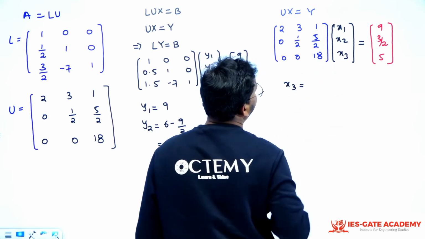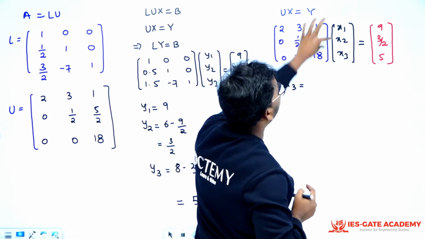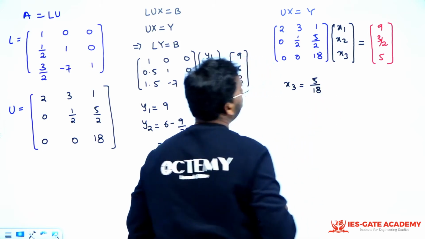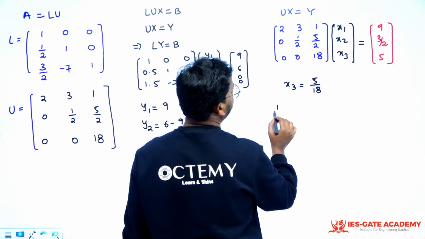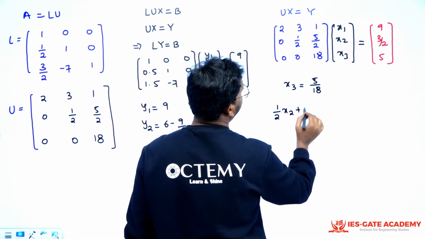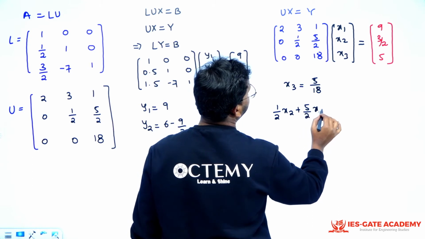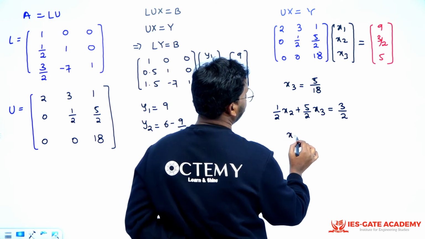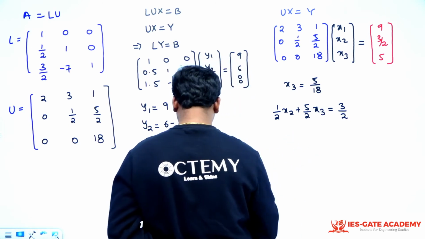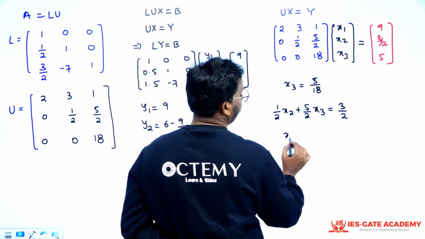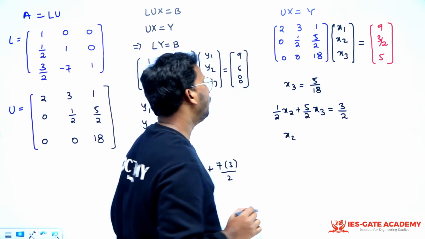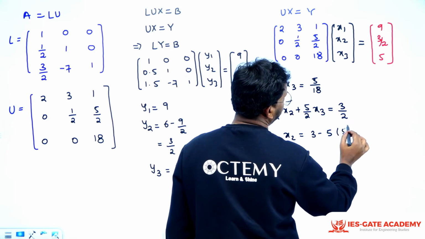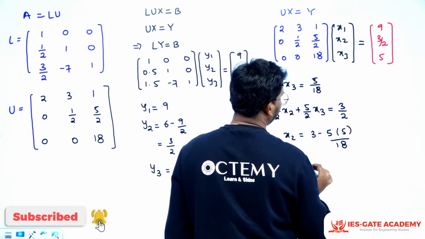Let us do it from the bottom. So X3 will be equal to 5 by 18. And half X2 plus 5 by 2 X3 is equal to 3 by 2. So your X2 will be equal to, all 2's are gone, 3 minus 5 into what is X3? 5 by 18. So what will this become?